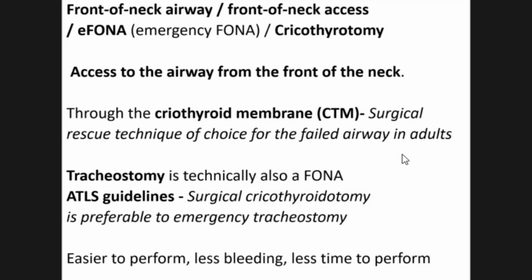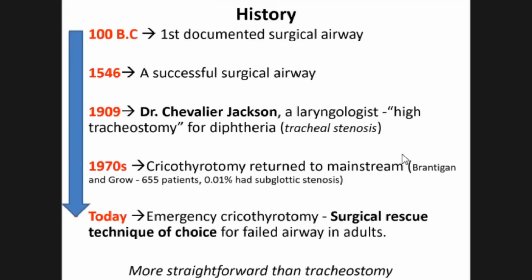Technically, even tracheostomy is a FONA, but in emergency situations, tracheostomy is difficult. So in emergency, cricothyrotomy is preferred. ATLS guidelines also suggest the same: surgical cricothyrotomy is preferable to emergency tracheostomy. This is because it is easier to perform, less cumbersome, and the number of layers you have to go through to get an airway is much lesser.